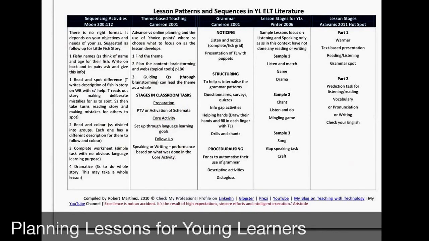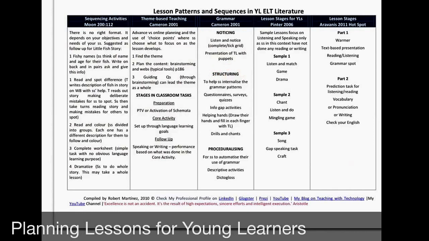Cameron, addressing grammar specifically, says that in noticing, they can listen and notice and then complete or tick a grid, or give you some sort of response. Remember, that's the only way we can check that they understand it. There's a response to the listening or reading input, whatever it is that you have planned in your lesson. Then the presentation of target language with puppets, for example, which go down very well with young learners because they love them. They're still in that fantasy world.